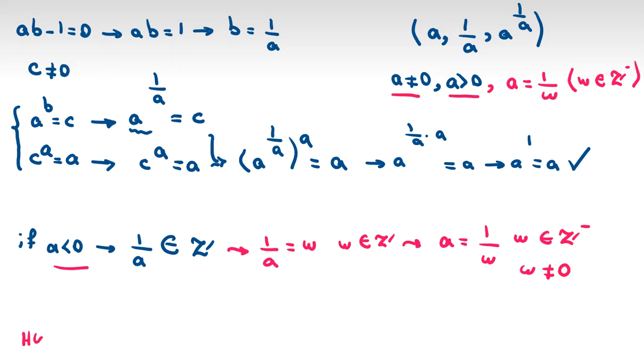Let me write the homework. Try to analyze this: a to the b equal to c, and then b to the c equal to a, c to the a equal to b. And try to find a, b, c and comment your answers below this video.